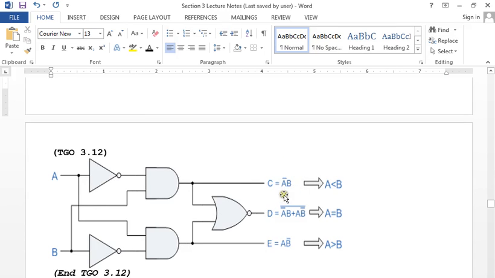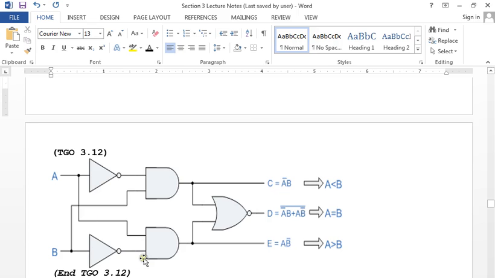If it's true, that means A is 0 and B is 1, which means that A must be less than B. D is XNOR, which means they're the same. And then E is A B bar, which means that for it to be true, A has to be 1 and B has to be 0, which gives you the comparator value for A greater than B.